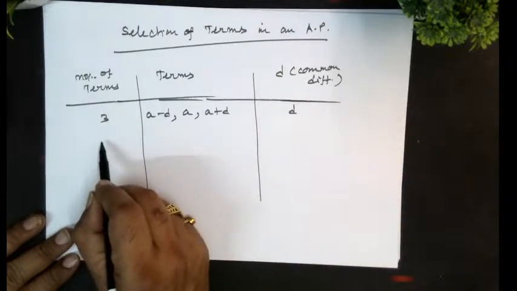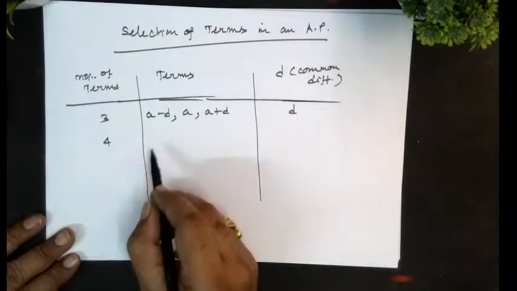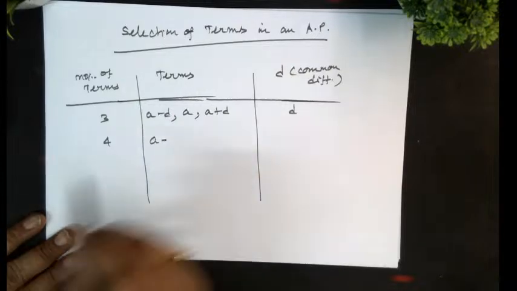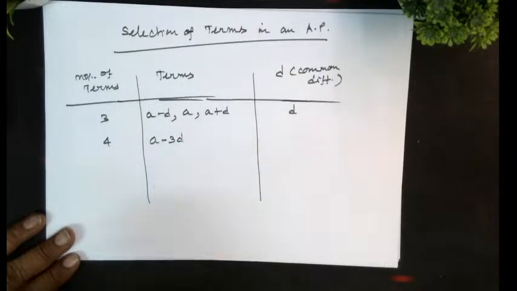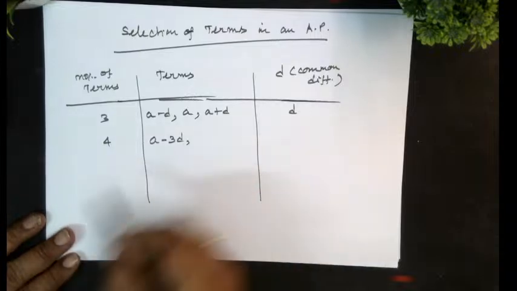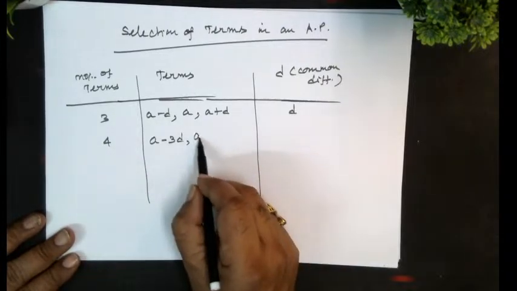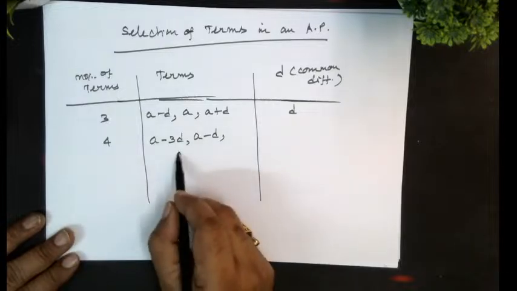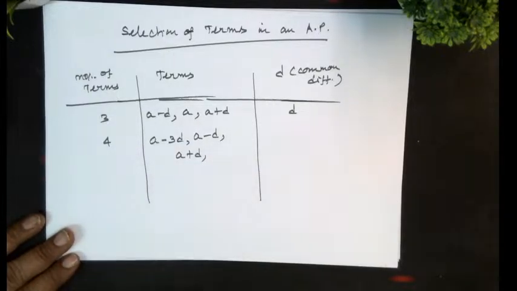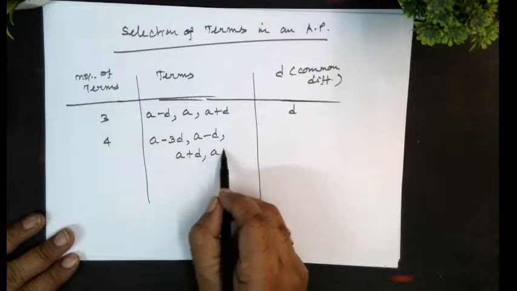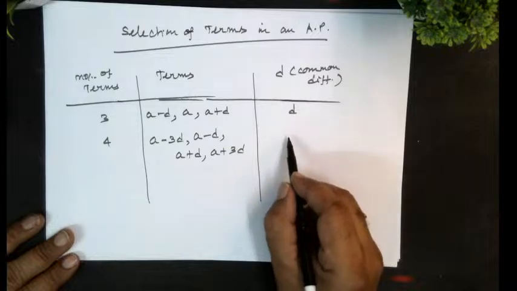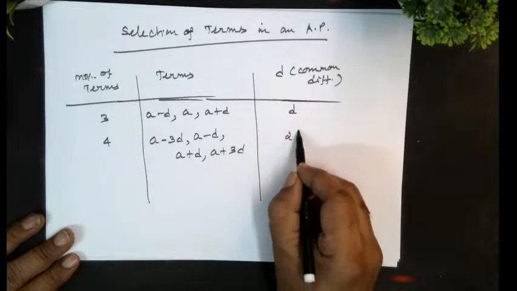And if you have got four terms, you have to select like this. That is a minus 3d, comma, a minus d, comma, a plus d, comma, a plus 3d. So here you have to consider the common difference as 2d.